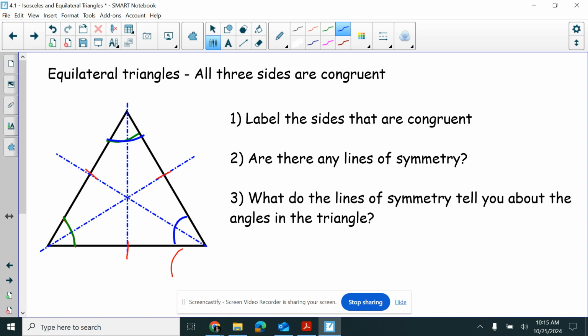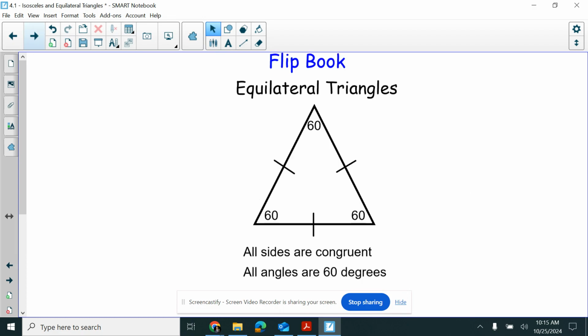So pretty much what that means is that all three angles are always going to be equal in an equilateral triangle. So if you do 180 divided by 3, you get 60. So all sides are congruent in any equilateral triangle, and all angles are always going to be 60 degrees. So let's see how we can apply this.